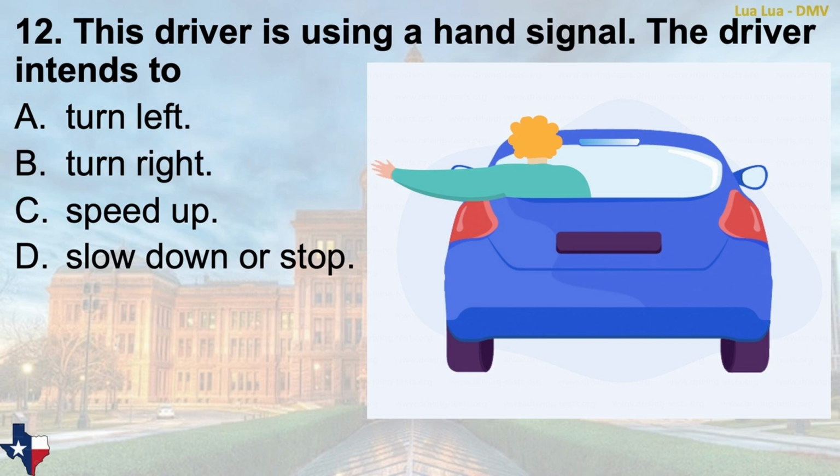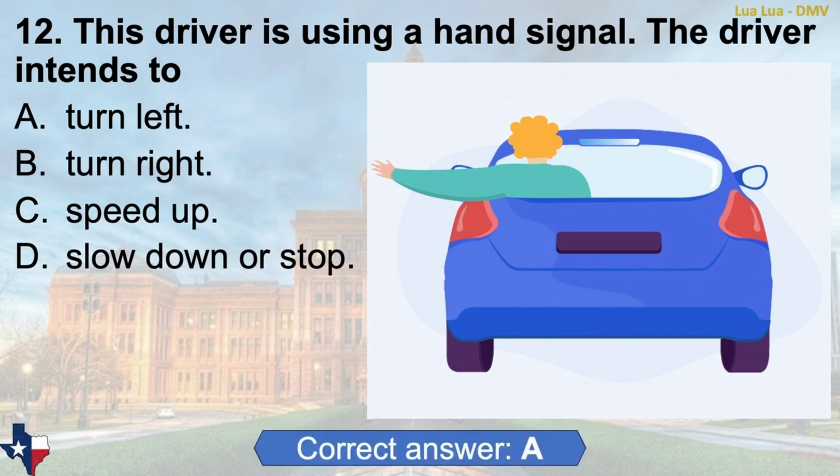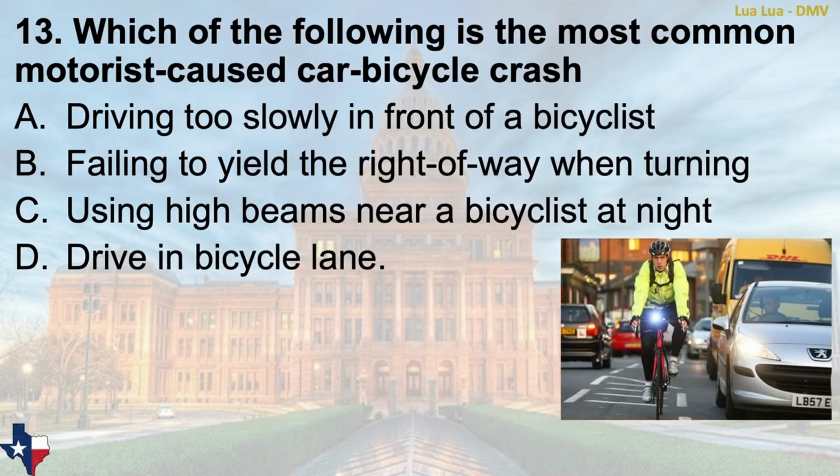Question 12. This driver is using a hand signal. The driver intends to A. Turn left. B. Turn right. C. Speed up. D. Slow down or stop. The correct answer is A. Turn left.